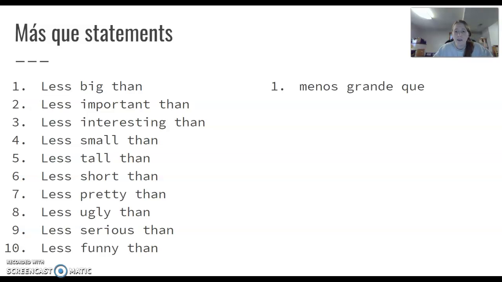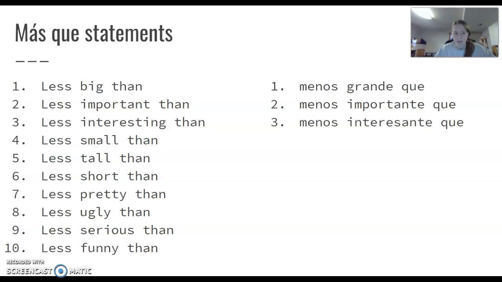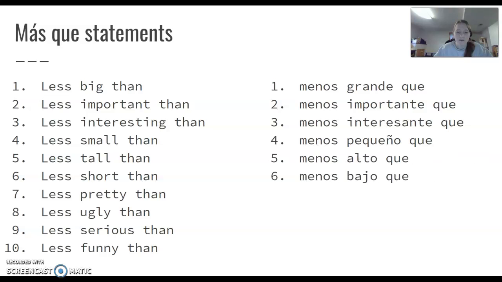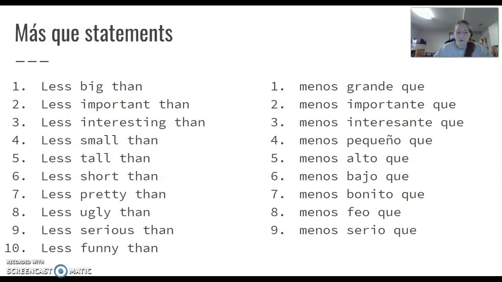All right, number 1, menos grande que. Number 2, menos importante que. Number 3, less interesting, menos interesante que. Number 4, menos pequeño que. Number 5, menos alto que. Number 6, menos bajo que. Number 7, menos bonito que. Number 8, menos feo que. Number 9, menos serio que. And number 10, menos cómico or menos gracioso que.